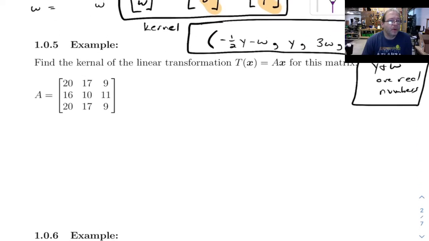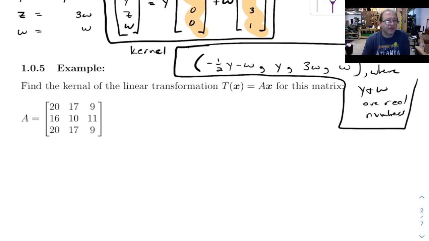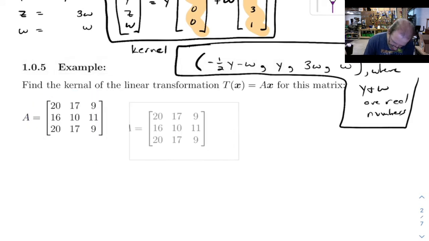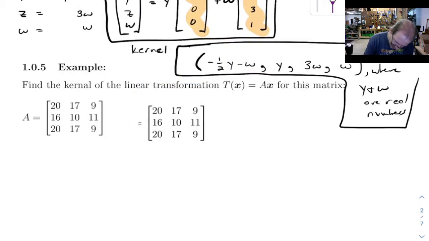All right, let's do example 105. It says find the kernel of this linear transformation. All right, so again, I'm just going to take this matrix and copy it. I'm going to do that the lazy way. And I even messed that up by including some extra stuff here.